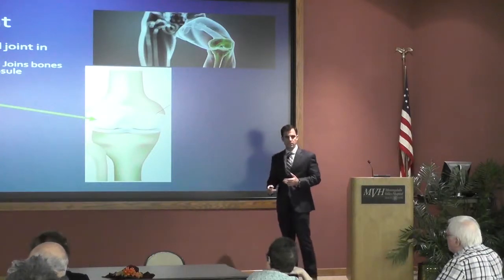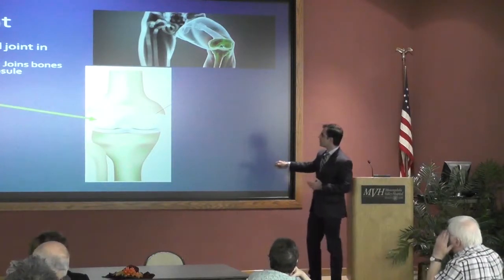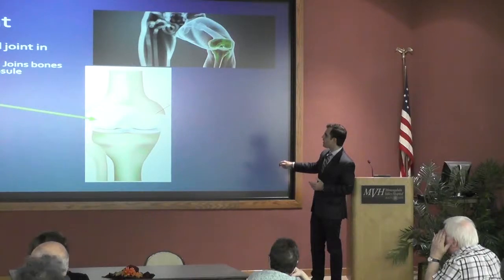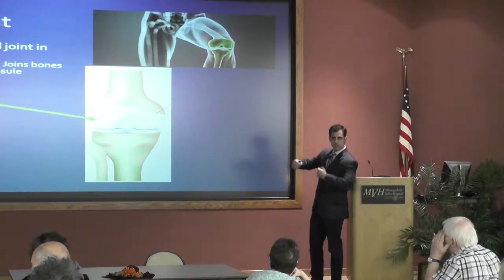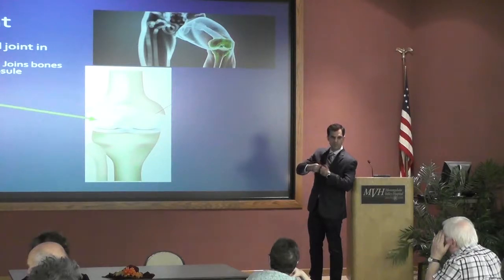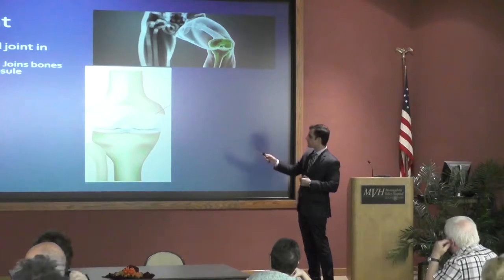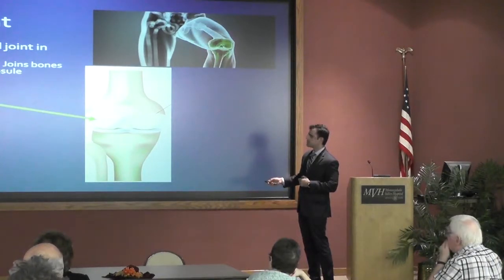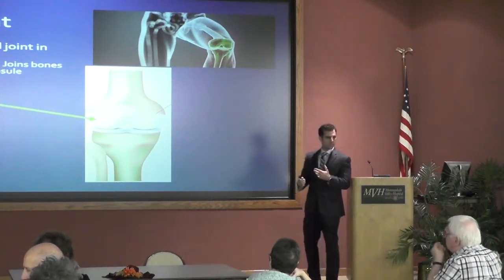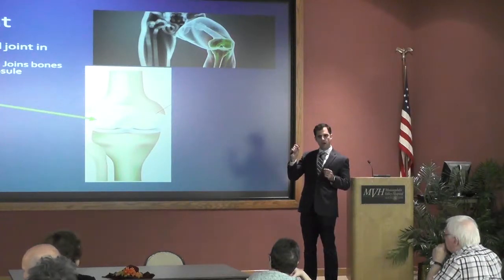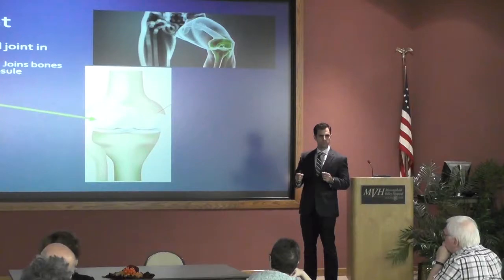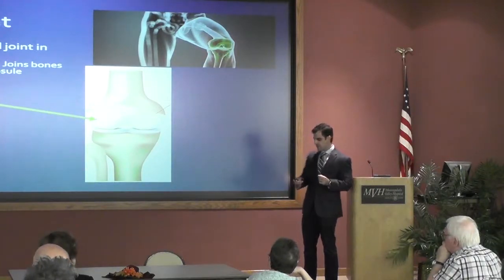You have cartilage, which is on the ends of the bones where they meet. Very smooth, allows for smooth movements in the knee, okay? That's what's shown in white here. You have ligaments, which aren't pictured here, but they are connective tissues that go from bone to bone. They provide stability in the knee.